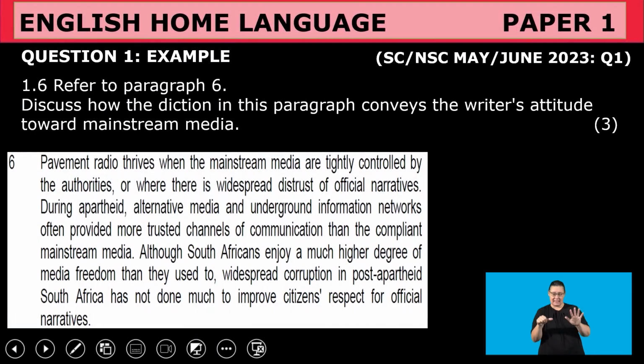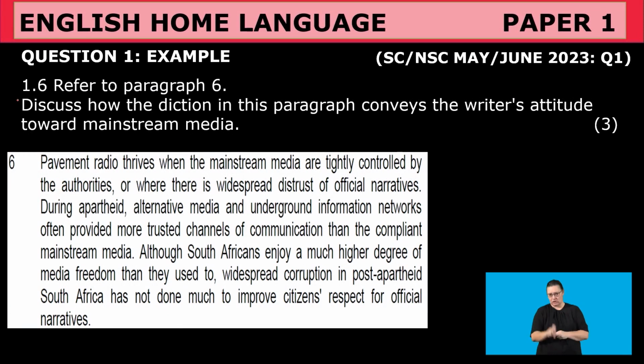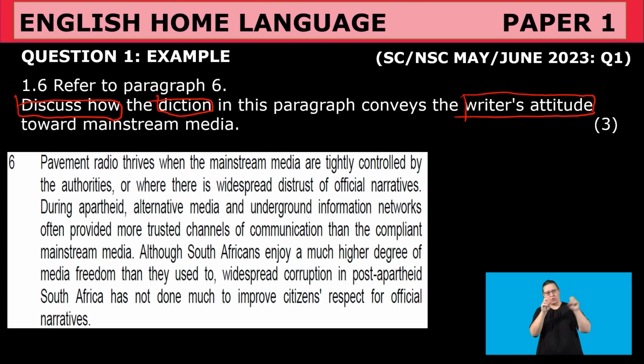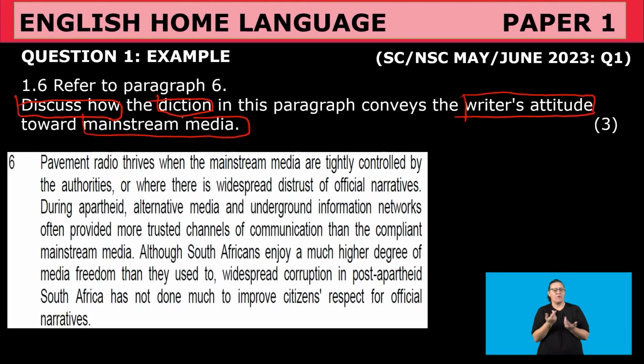Question 1.6 is a different style of question. We have our verb of questioning, discuss how, and then very important, diction. So diction is word choice. Discuss how the diction in this paragraph conveys the writer's attitude. The writer chooses specific words to show how he feels about a certain topic. So make sure you look out for words that show meaning and feeling. So what is his attitude towards mainstream media?